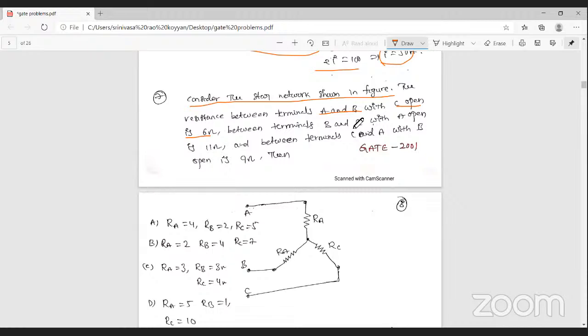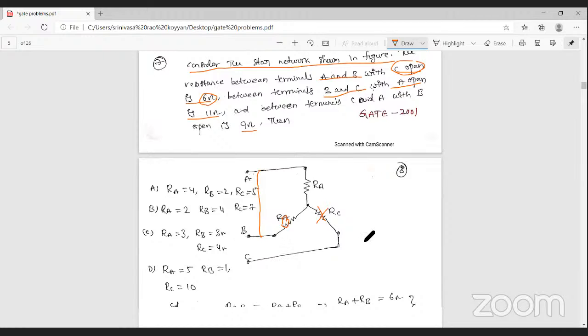Then find out the resistance values RA, RB, RC. From this problem, the resistance between the terminals A and B is given. What is given? 6 ohm resistance. But the condition is C is open. So here C is open, then these two resistances are connected in series. Then the resultant resistance is RA plus RB. What is the resultant resistance given? 6 ohm. Okay. Next one.